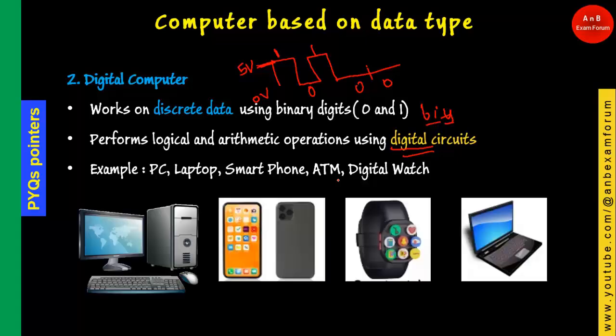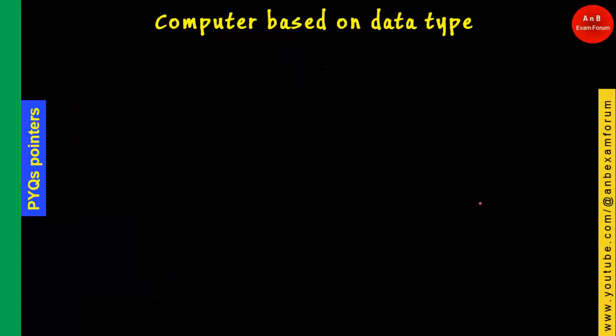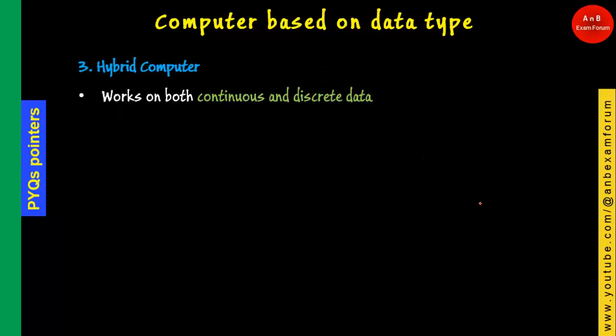And as you can see, this is our desktop, these are the smartphone, digital watches, laptop, all are digital computers. Coming to the third category, that is hybrid computer. And as the word suggests, hybrid is a combination of both continuous and discrete data. It takes data in the continuous form as well, like analog data. It takes the data as discrete to process it.